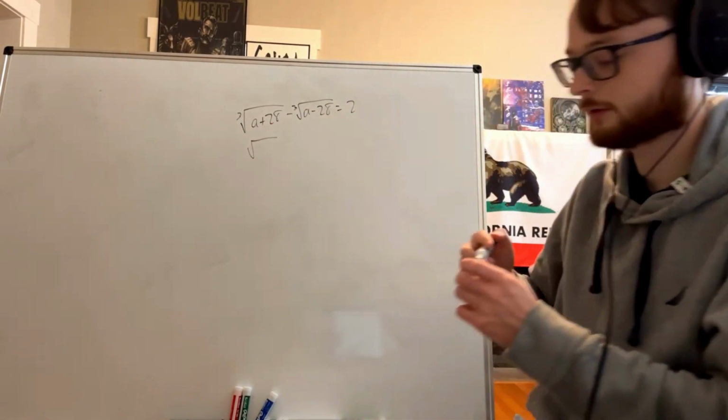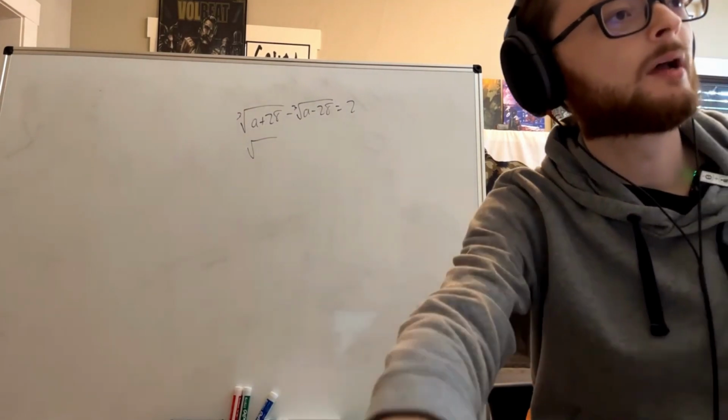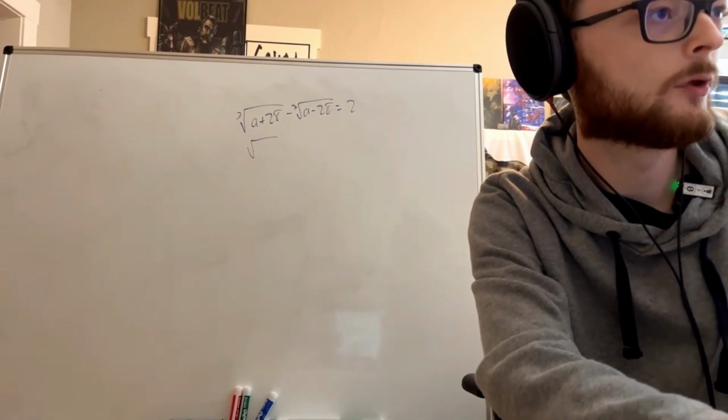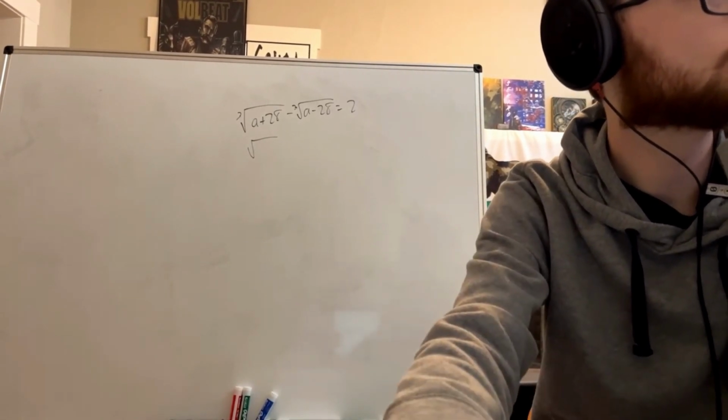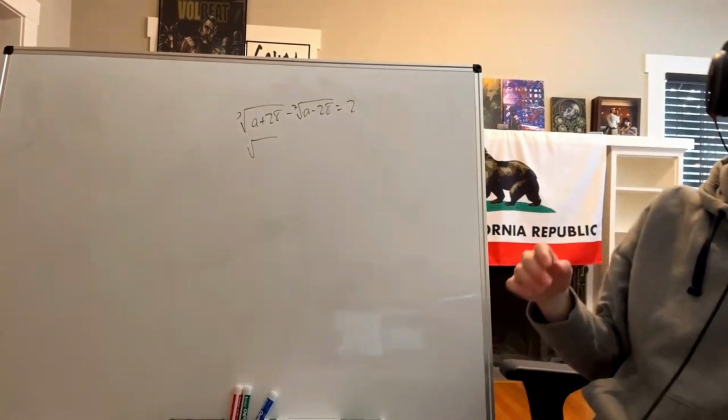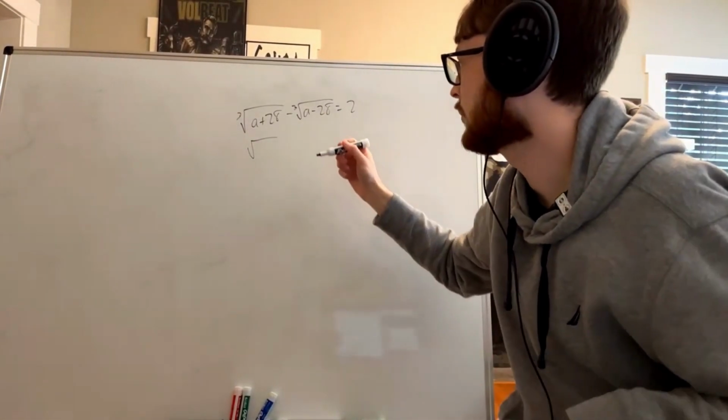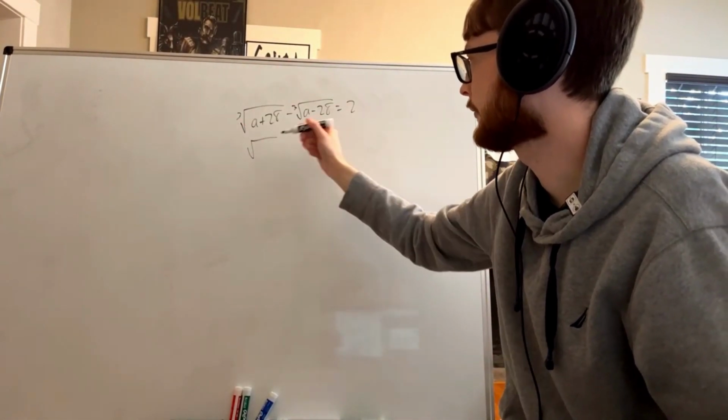Oh, doing the other one might be better though. What's the difference of 2 cubes? Oh wait, no, this is a different situation. This is the difference of 2 cubes. Never mind. Let's just blindly follow what Wolfram Alpha did. Let's subtract that to the other side.